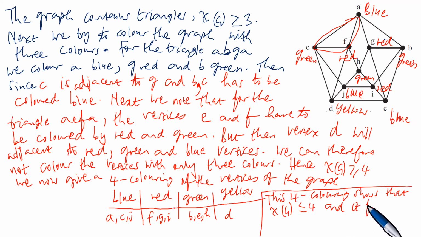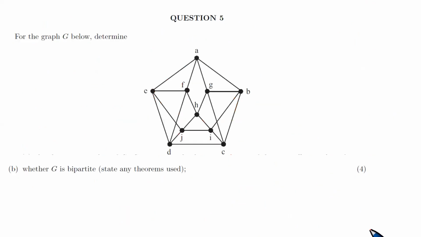It follows that the chromatic number of G is therefore four, and we've answered this question there. All right, next question.